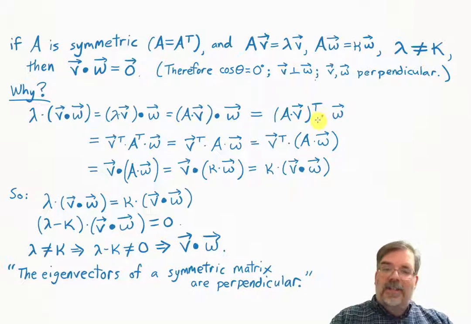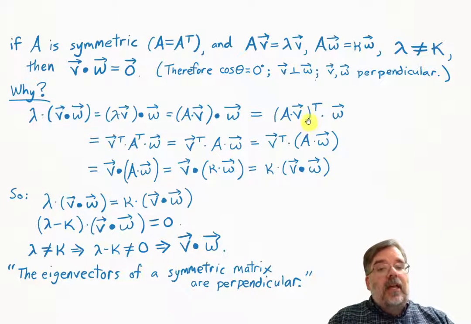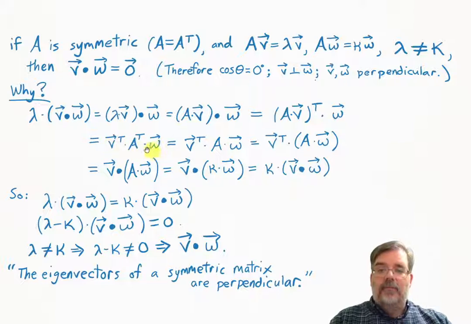Time to use another observation. I have a transpose of a product. I can rewrite that as the product of the transposes in the opposite order. So here, I have v transpose times A transpose times w, and these are all matrix multiplications. Now, A is a symmetric matrix. I haven't used that fact yet, but we're going to use it now. That means A transpose is equal to A. So I can replace A transpose with A.